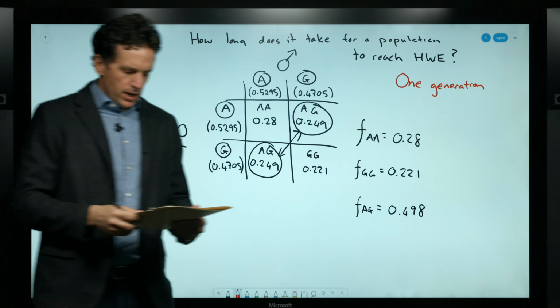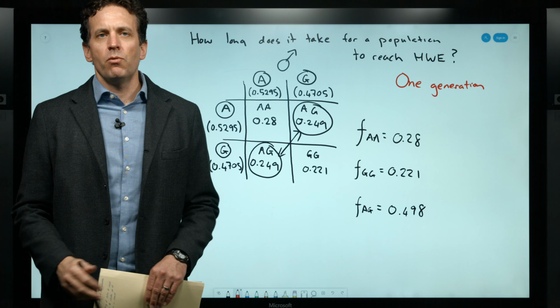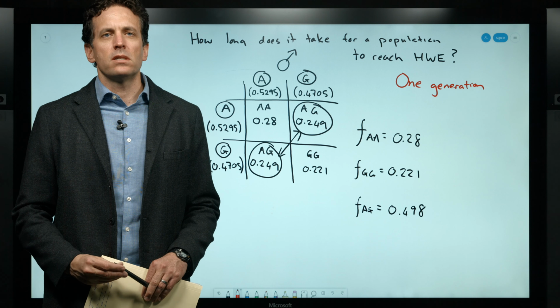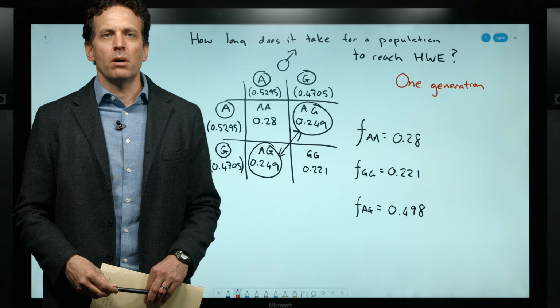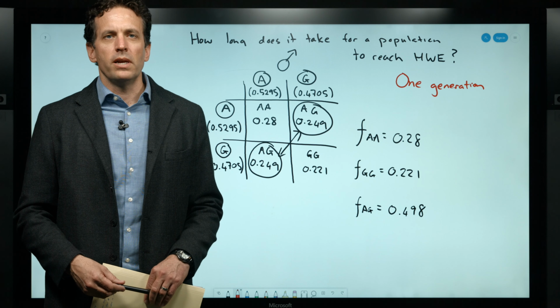of random mating. And this is important because this reminds us that if we observe that the population is not in Hardy-Weinberg equilibrium, then that tells us that something unusual is going on in that population, that it's deviating from our expectation based on truly random mating.